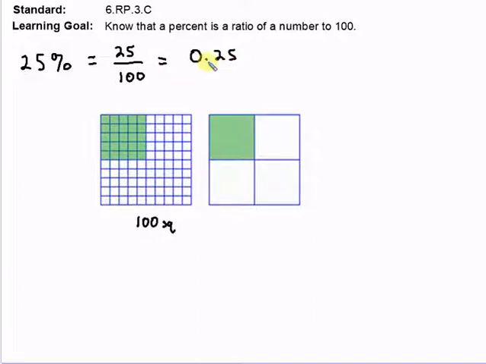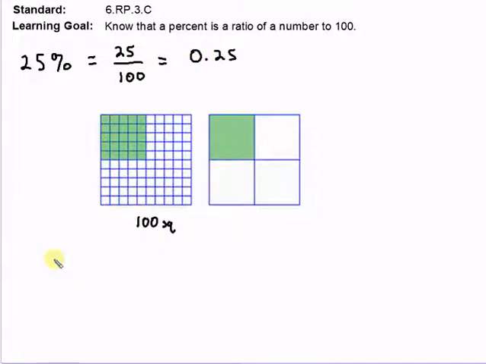Since 25 is really 25.0, we'll just take our decimal and move it 2 times to the left, and that gives us 0.25. So you can see that we can convert among all of these different representations of a fraction or of a percent. So 25% is equal to 25 out of 100, which is a ratio of a number, 25 to 100, and when we actually calculate 25 divided by 100, we get 0.25.